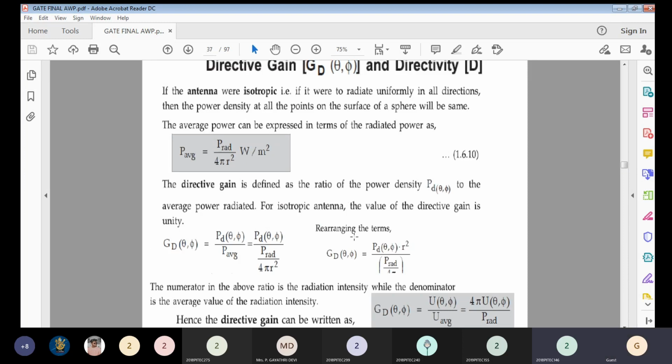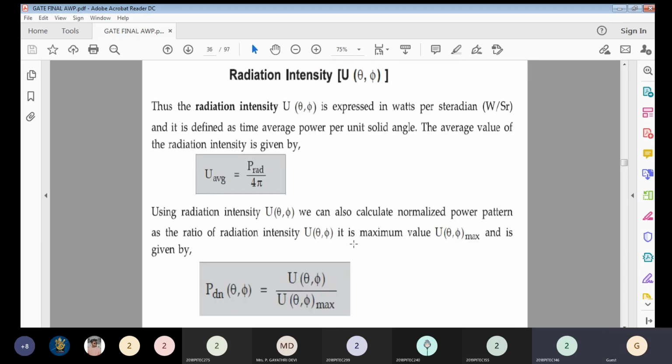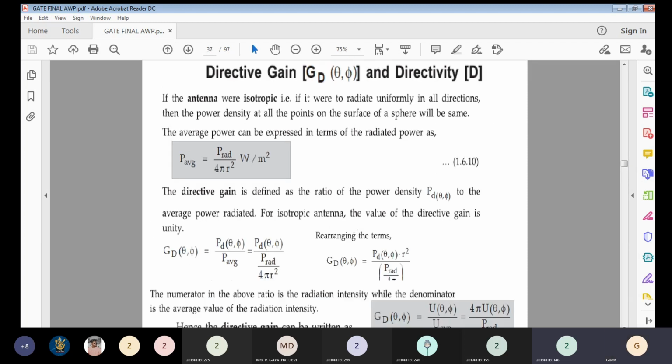Come to the point of gain. Another parameter after radiation intensity is your gain. Gain is defined as the ratio of the maximum radiation intensity from the subject antenna, or antenna under test, to the maximum radiation intensity from the reference antenna. What is your reference antenna? Your reference antenna is nothing but the isotropic antenna. Keep in mind.